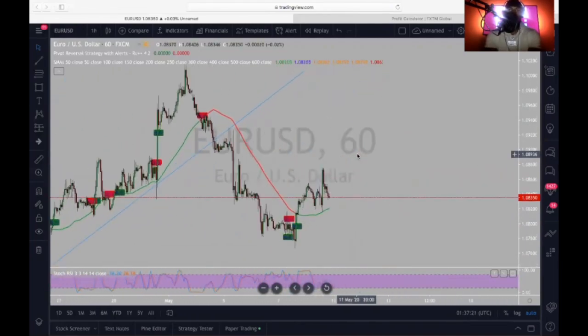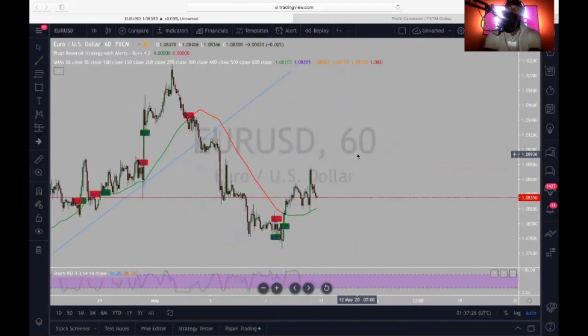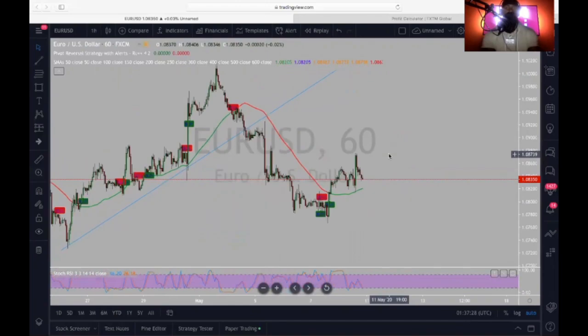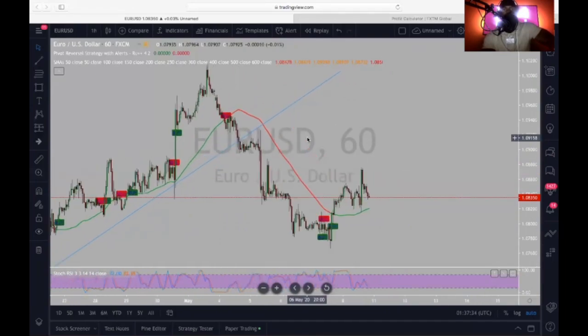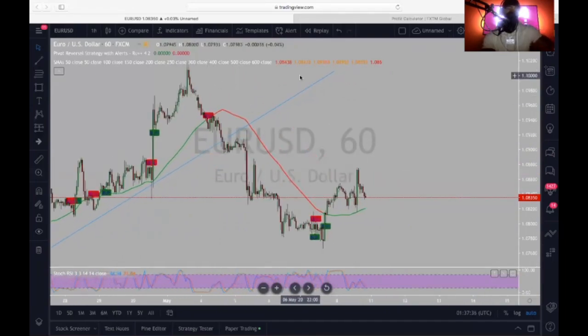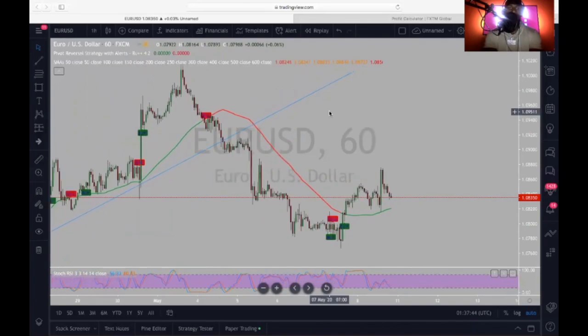So here we have Euro USD. This is the pair we're going to be looking at today. We're going to be looking at it on the hour time frame, which is a time frame I like to trade off of, and we're going to be using two indicators for this strategy. You're going to need both of them to follow this strategy. They're going to go hand in hand together.